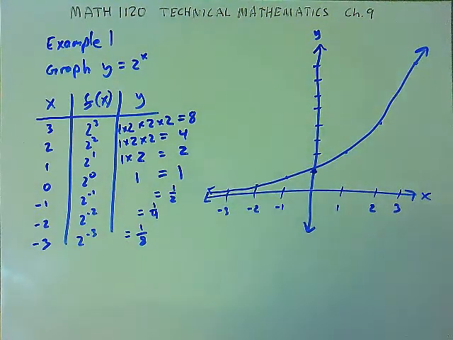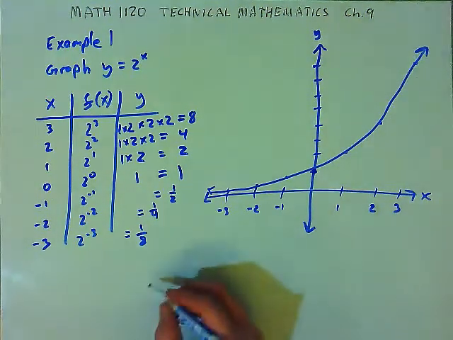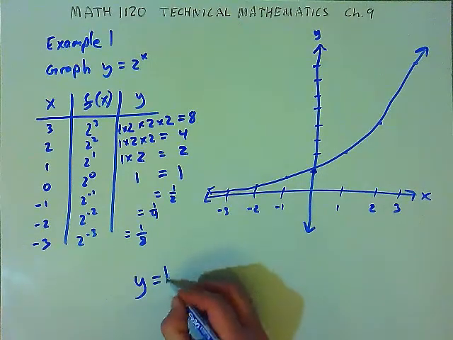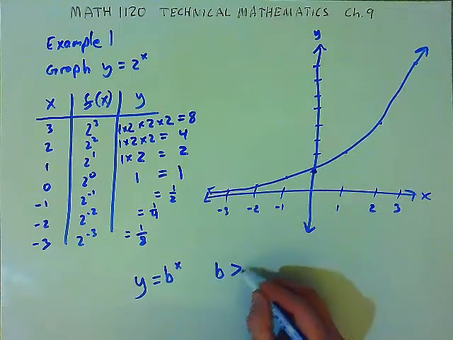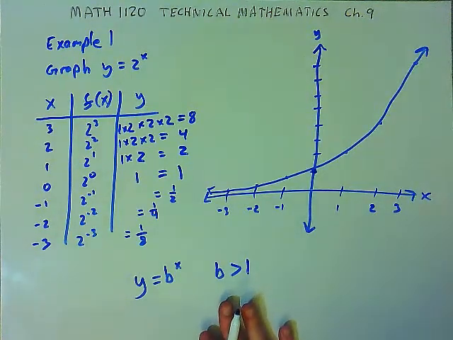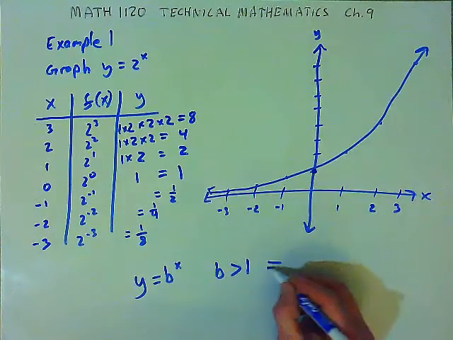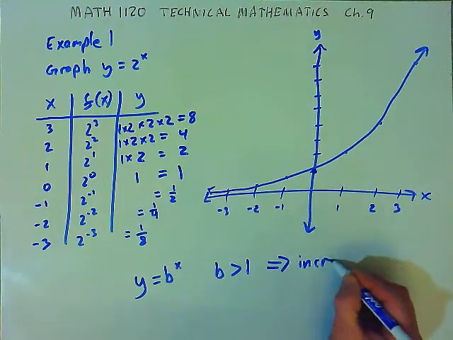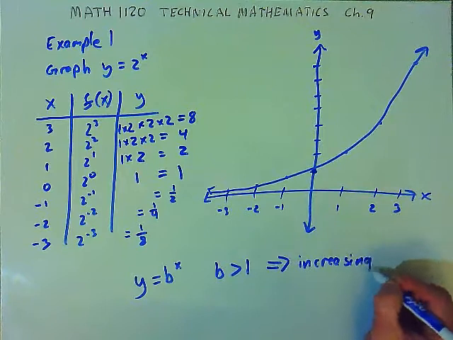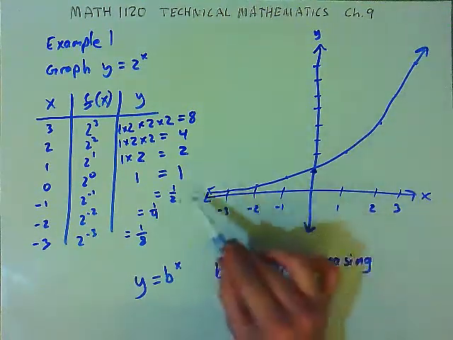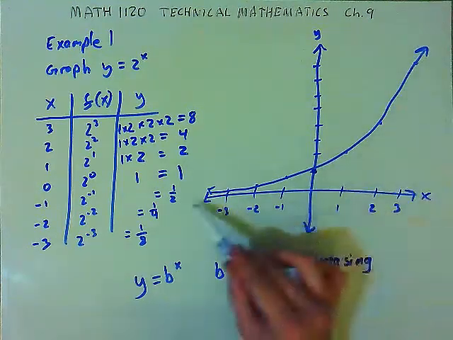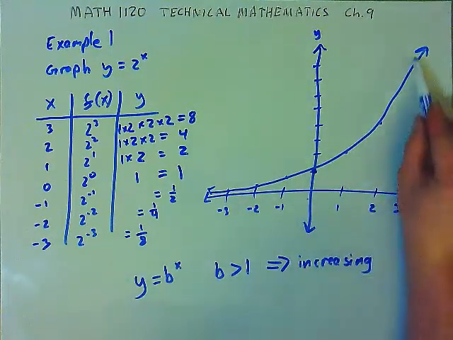And so we call this the exponential function. And this is what an exponential function looks like when graphed out. So in general, we can say that for exponential functions that look like y equals b to the x, if b is greater than 1, generally we are going to have an increasing exponential function, meaning that as x increases, so does y. And so this graph has a positive slope all throughout the graph. As x gets bigger, so does y.